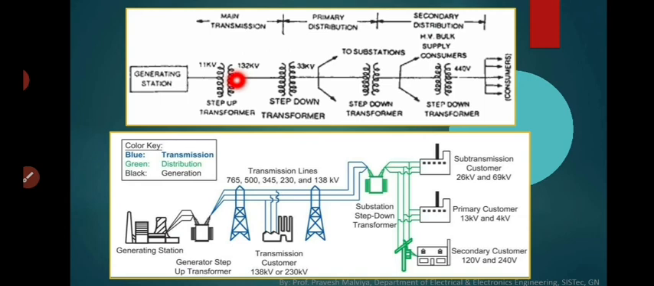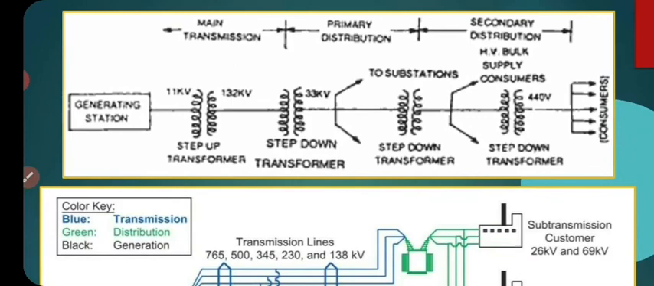Here we can see that this generating station generates 11 kV, which is then stepped up to 132 kV and transmitted over long distances. When it comes to distribution, the voltage is again stepped down to the desired level, and as per the requirement it is further stepped down and sent to the utilization center. This is the single line diagram, and we can see all these stages: this is the transmission stage, this is primary distribution, and this is secondary distribution. We will go deeper into these subclasses of distribution and transmission in further slides.